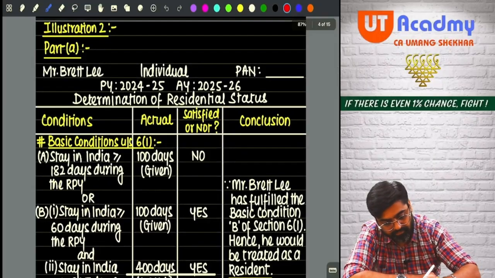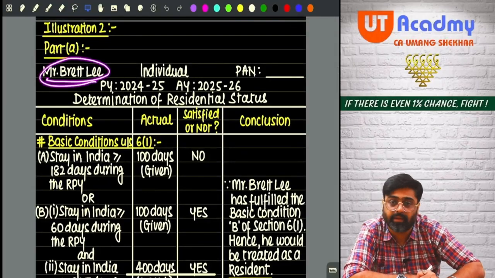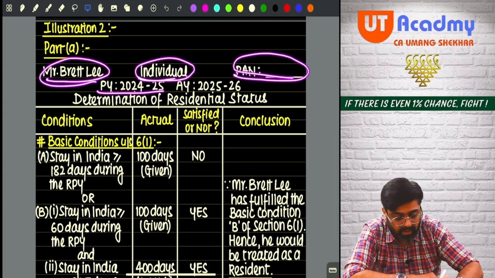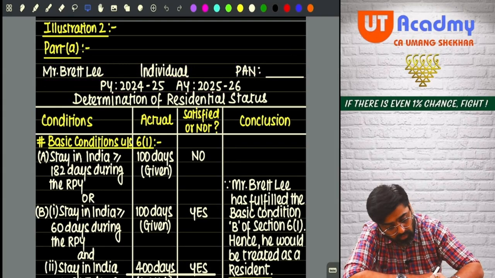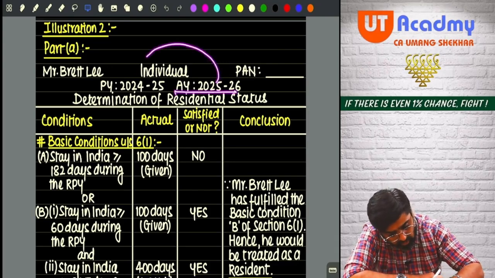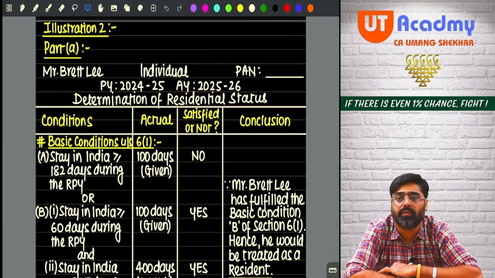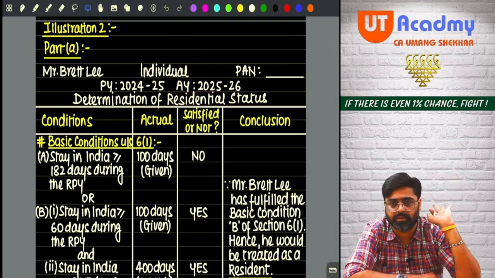What is the name? The name is Brechtley. Individual. PAN dash. Previous year, assessment year. So, in this assessment year, for this previous year, we are determining what? Residential status. Same format. Copy paste.